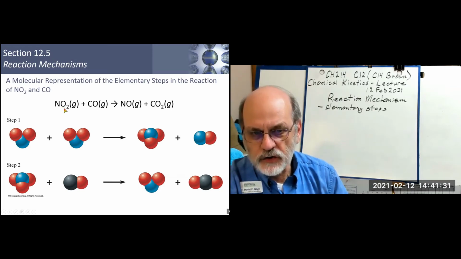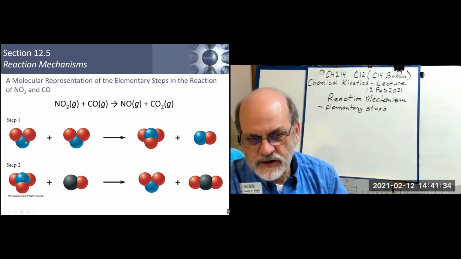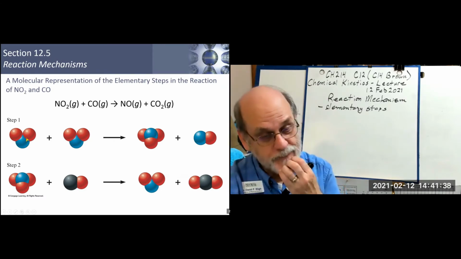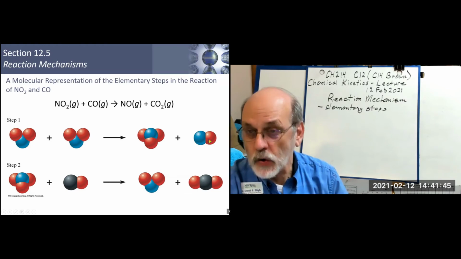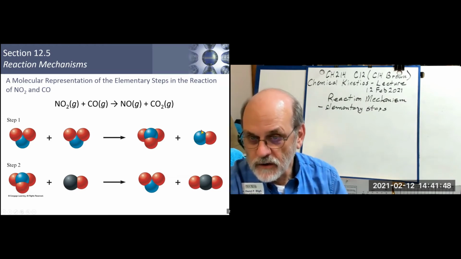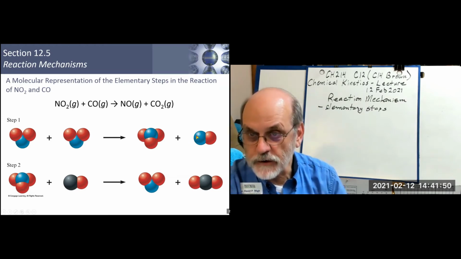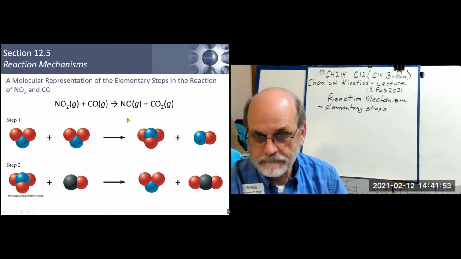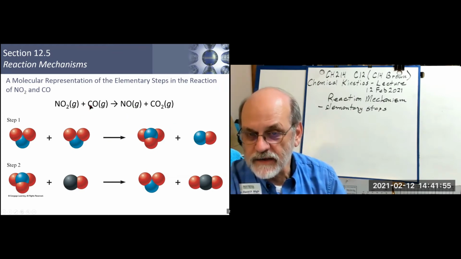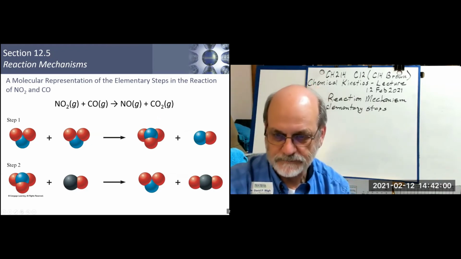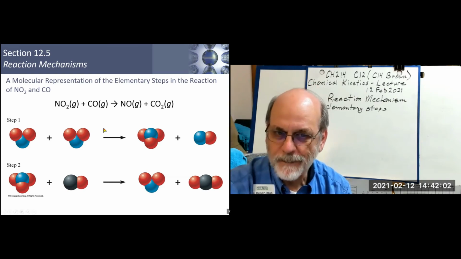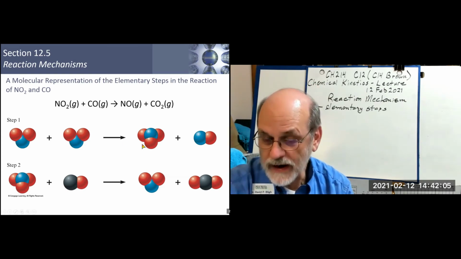You take two nitrogen dioxides here. There's one. Blue is nitrogen, red is oxygen. Two NO2s, and you make an NO3 and an NO. Right? So there's one of your products right there in that first step. But this is nowhere in the overall reaction, so it must be an intermediate. Okay? So what happens to that intermediate?